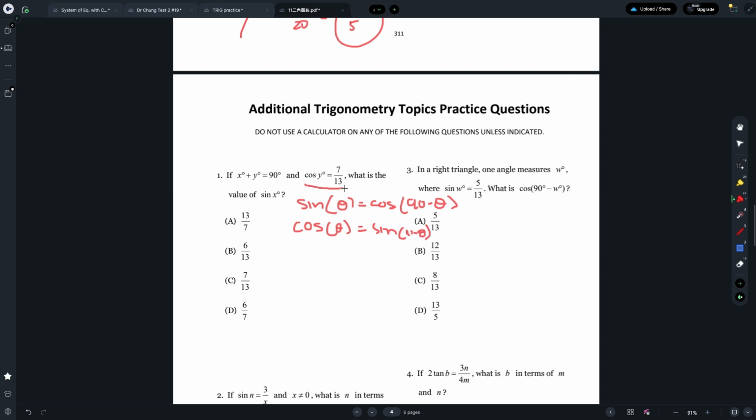So since we know that x and y add up to 90, that means y is also equal to 90 minus x, right? Cosine of y is equal to 7 over 13. What is the value of sine of x? Since x and y are different angles, sine of x is also 7 over 13.